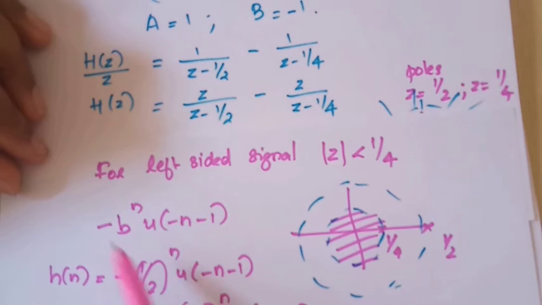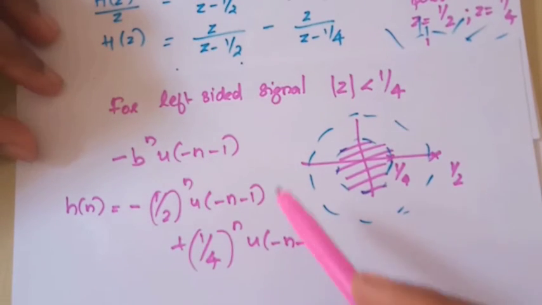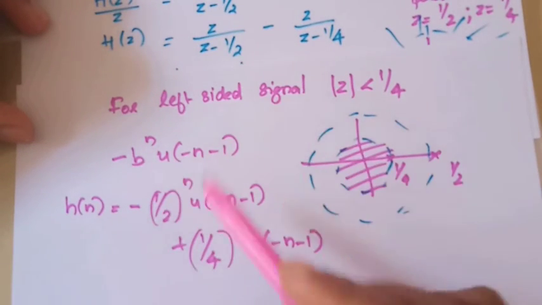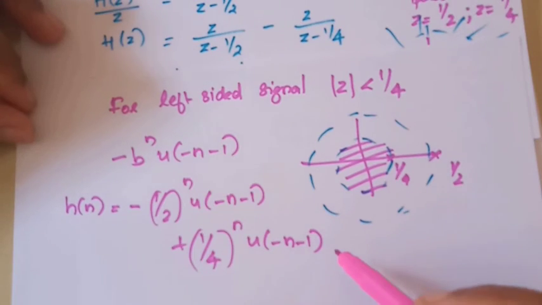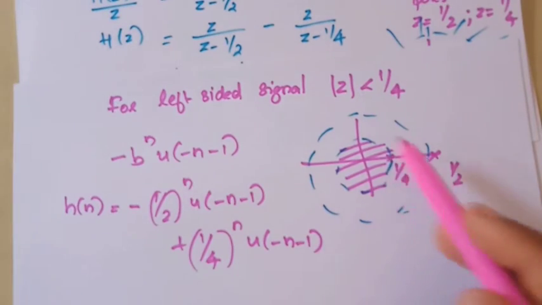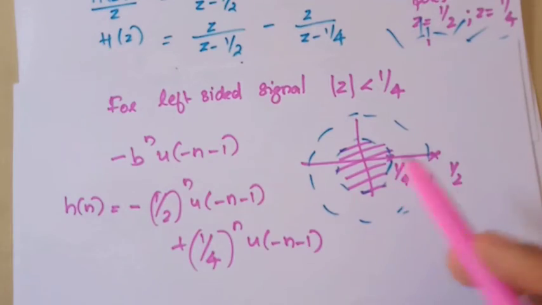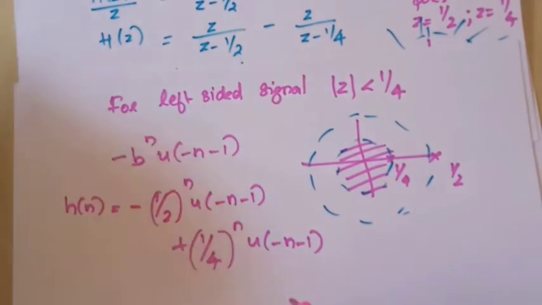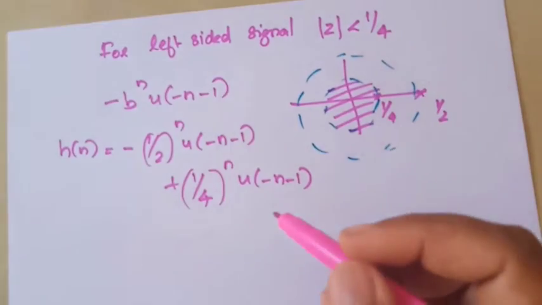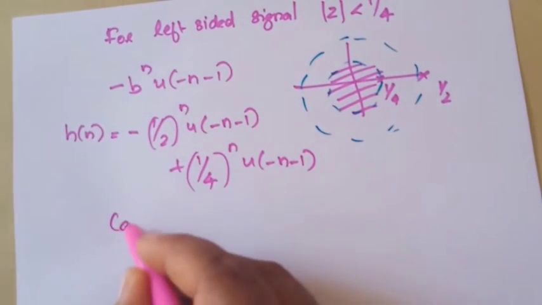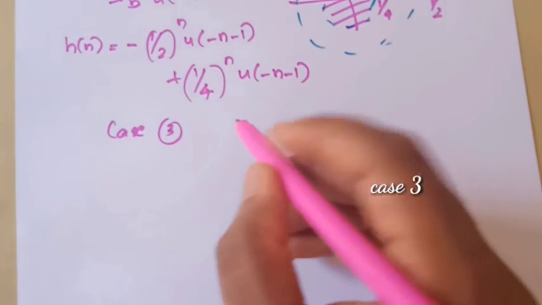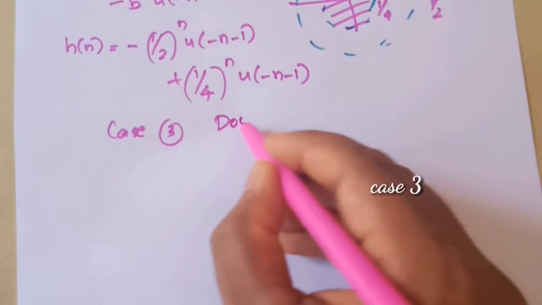Here for the first term, b equals 1/2. So minus b, substituting the value, gives minus (1/2)^n u(-n - 1). And for the second term, minus z/(z - 1/4), that minus and minus becomes plus. Since our general form is minus b raised to n u(-n - 1), we get plus (1/4)^n u(-n - 1). This is the impulse response of a left-sided signal.